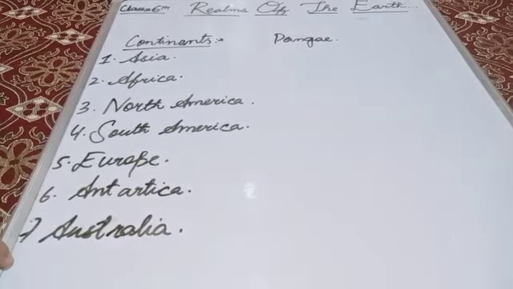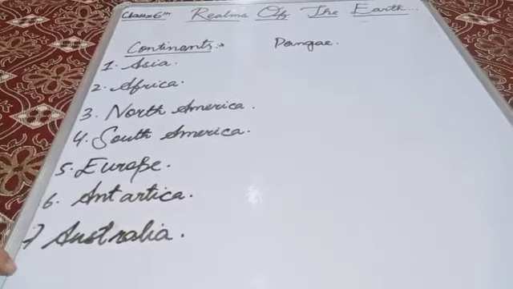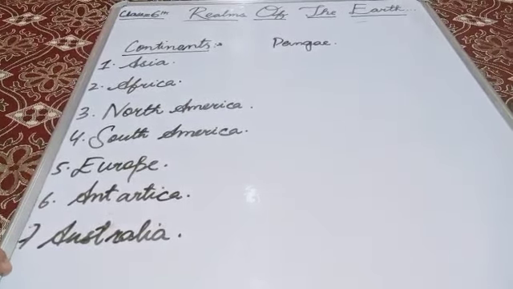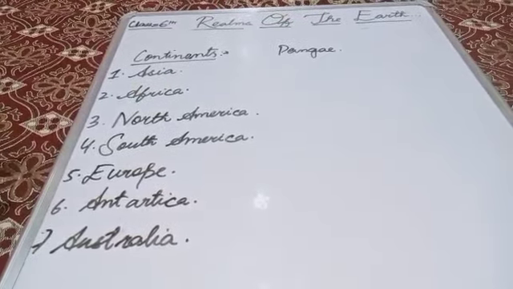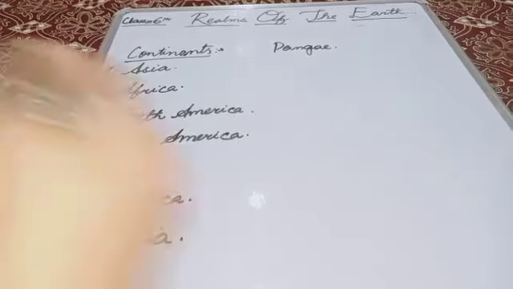And then the last is Australia. It is the only continent and the smallest continent that is also a country. It is surrounded on all sides by oceans and seas and is also known as island continent.